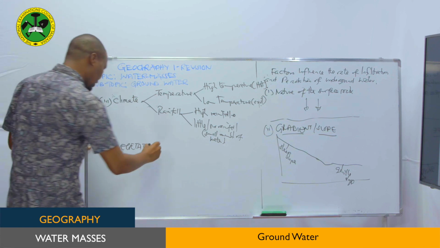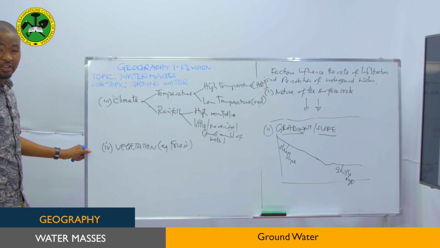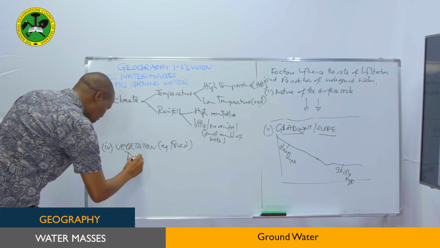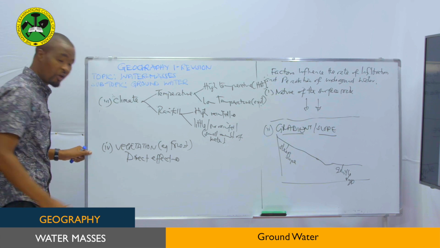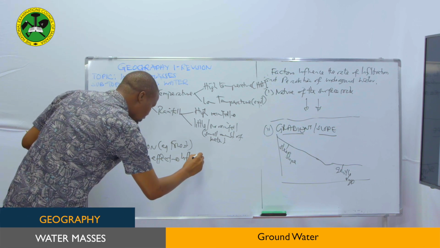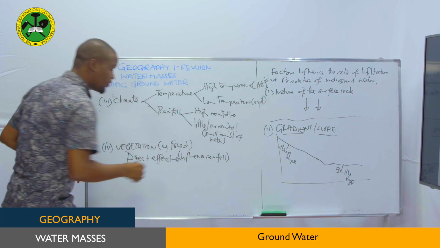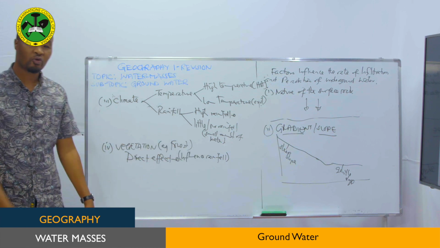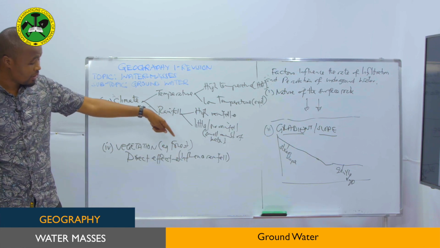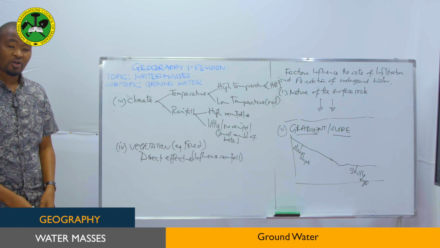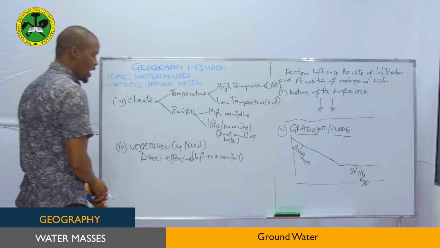Vegetation. Let's take an example, a forest. Vegetation has a direct and indirect effect on underground water. Let's see the direct effect first. We know vegetation influences rainfall. Areas of dense forest normally have high rainfall due to what? Due to a high rate of evaporation and transpiration. If there is a high amount of rainfall, then we expect a high rate of infiltration and percolation. Later we will get a high amount of underground water.